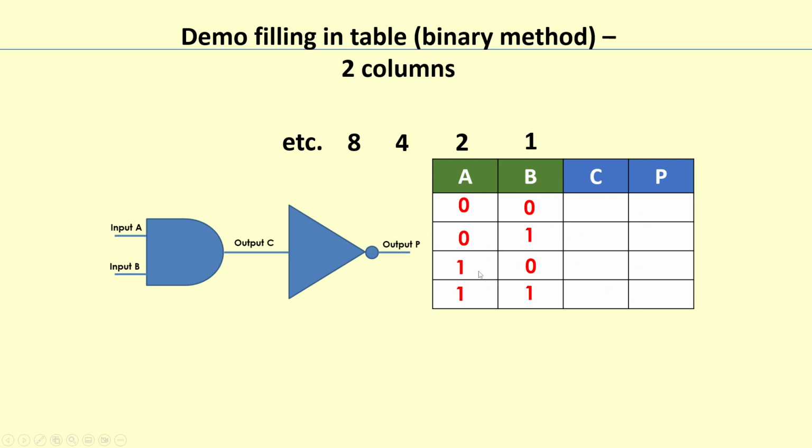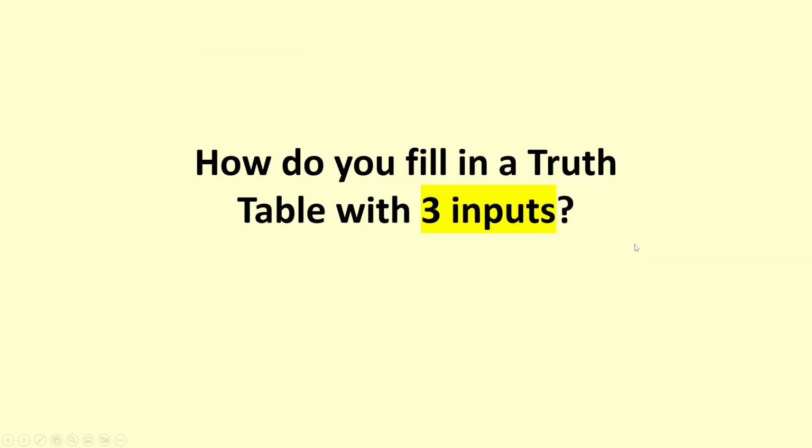Now we've got the inputs done, we can then work out the outputs. So if both of them are off, in this case, C is our intermediary value here in the middle, that would be off. Only when both of them are on, it turns it on. And then P is the result of inverting whatever C is. It's our NOT gate. So if it's off, it turns it on, but if it's on, it turns it off.